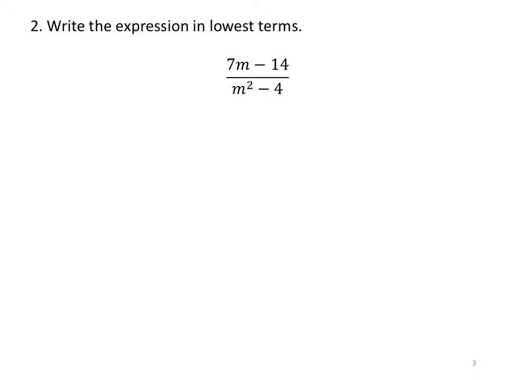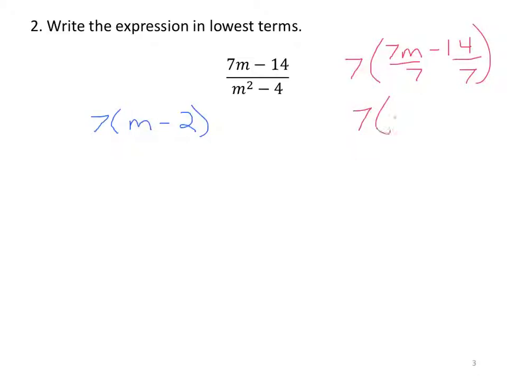In this problem, you are to simplify the expression or reduce it, and so your first task is to factor out common factors. In the numerator, 7 goes into 7 and 14, and when you factor it out, you're left with 7 times m minus 2. And for a brief reminder, you can write 7 and then take what you already start with and divide each term by 7, and that will give you m minus 2. But don't forget that you need to include your 7 out here.